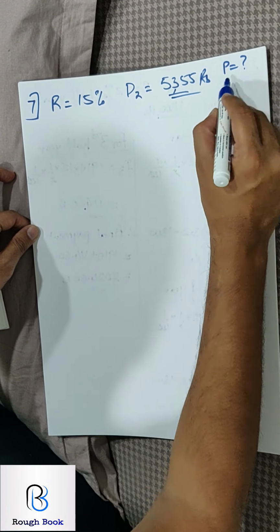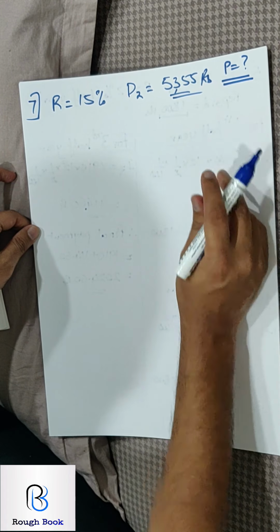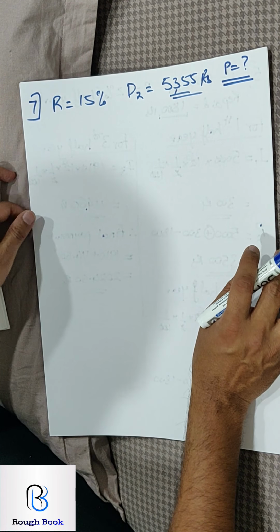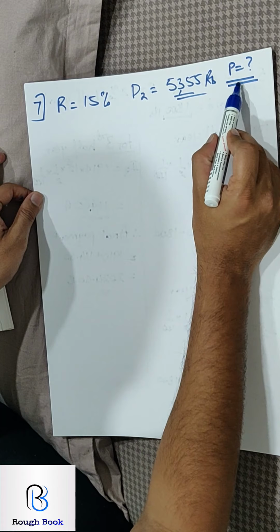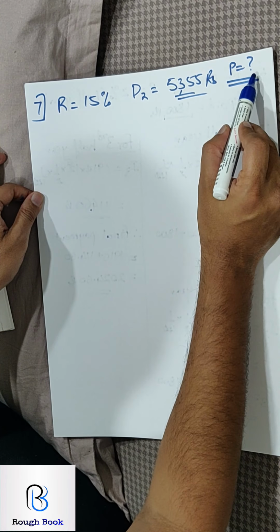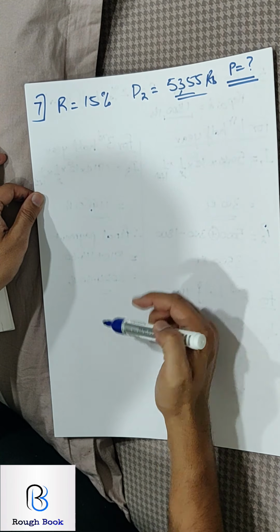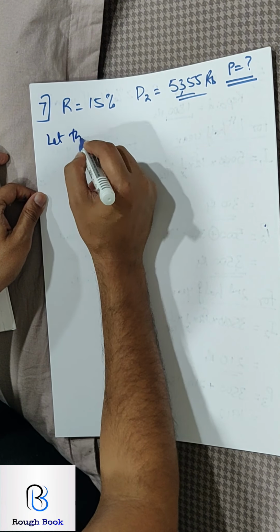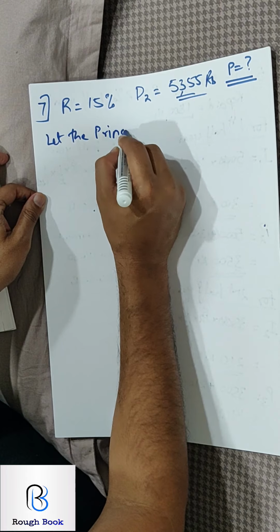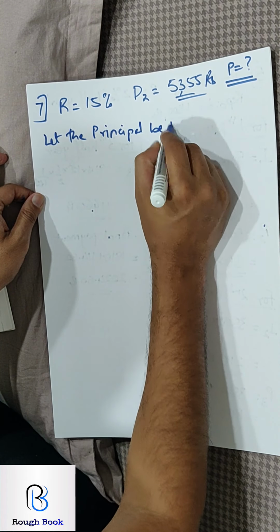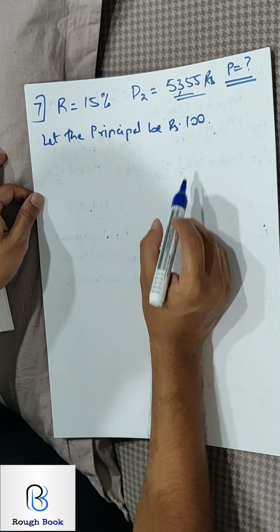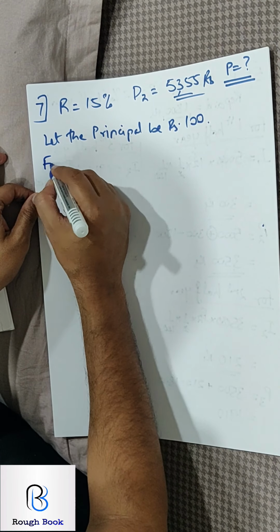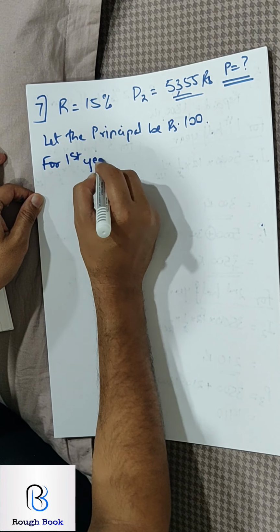Find the original cost, that is the principal. So what was the thumb rule we made? Whenever principal is asked, assume this to be 100. Reach to D2 and then the unitary. You remember? Come on, try it. So let the principal be rupees 100. Now that the principal is 100 for first year.